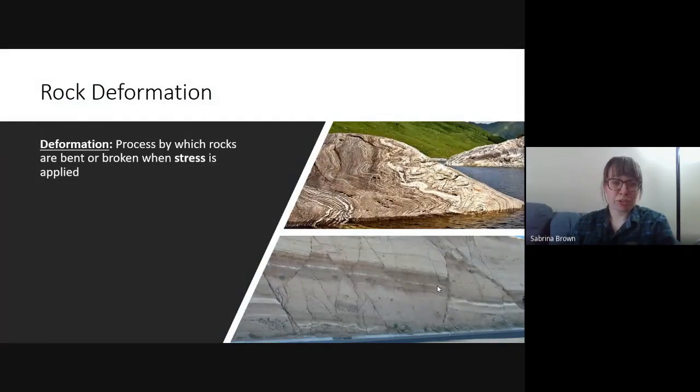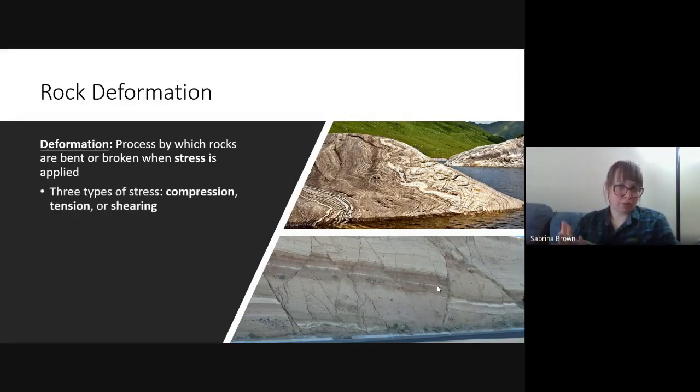The definition of deformation is just that process by which rocks are either bent or broken when some type of stress is applied, right? So we create rocks through our three rock classification processes. We either create an igneous rock, sedimentary rock, or metamorphic rock, and then we've created this solid material. After that rock has been formed, as it's hanging out either on the landscape or underground, it can be subjected to some type of stress. And when that stress is applied, that rock can either bend or break as a result of this stress.